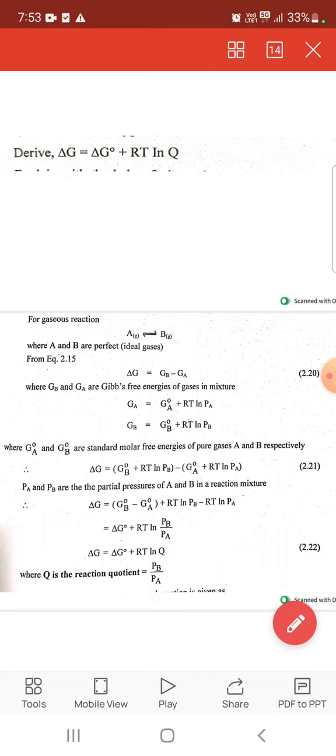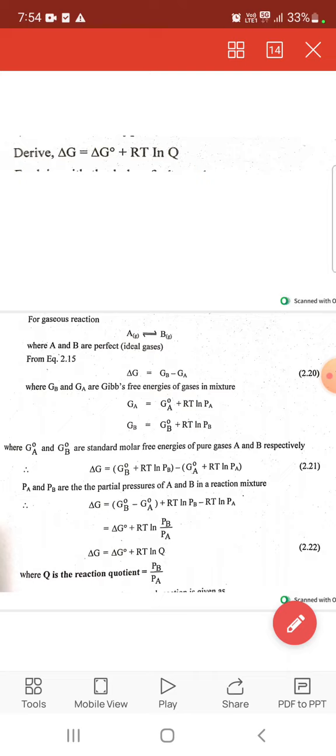So putting the above GA and GB values in equation 2.20, we can write that ΔG = (G°B + RT ln PB) − (G°A + RT ln PA). Here PA and PB are the partial pressures of A and B in the reaction mixture. So we can write ΔG = (G°B − G°A) + RT ln PB − RT ln PA.